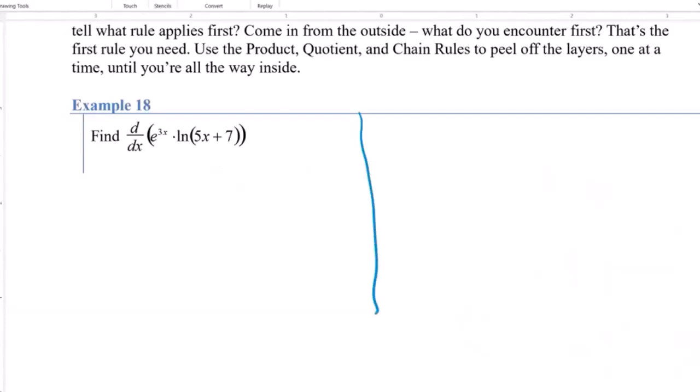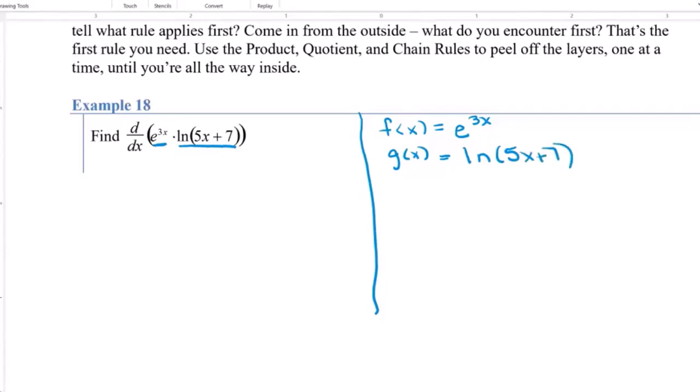We start this by saying I have a function times a function. So I know I have to use the product rule. So I'm going to say f of x is equal to e to the 3x. And I can say g of x is equal to ln of 5x plus 7.